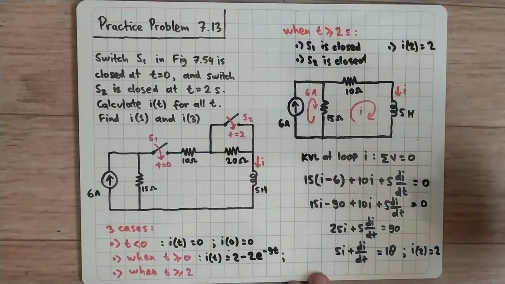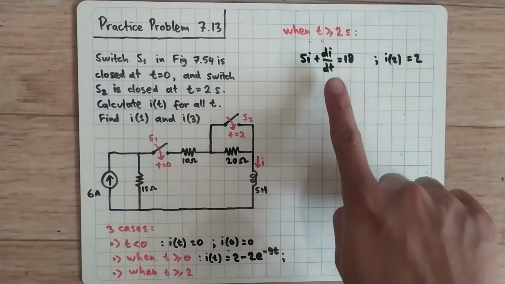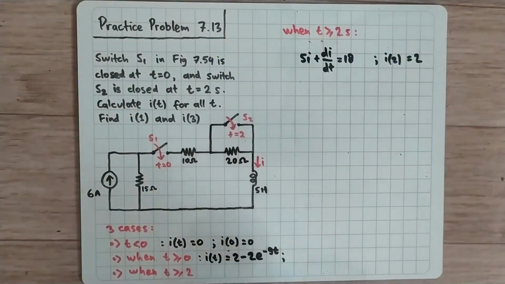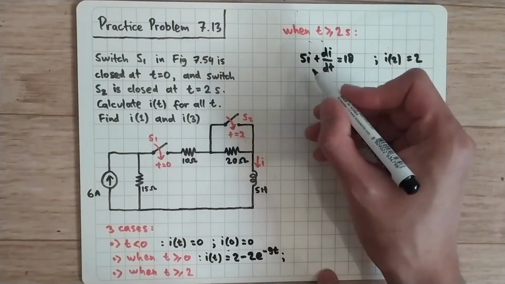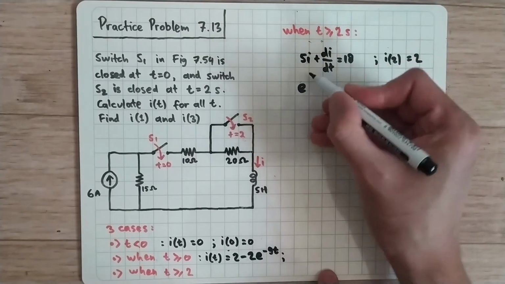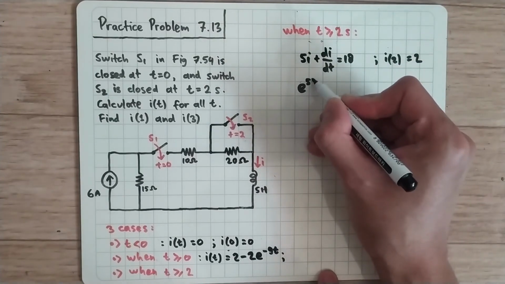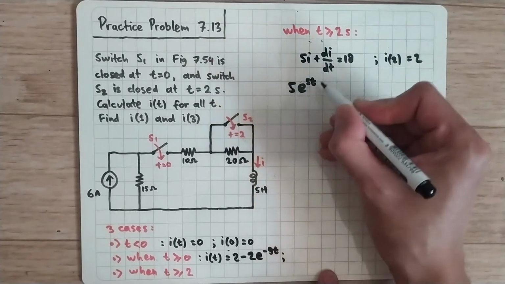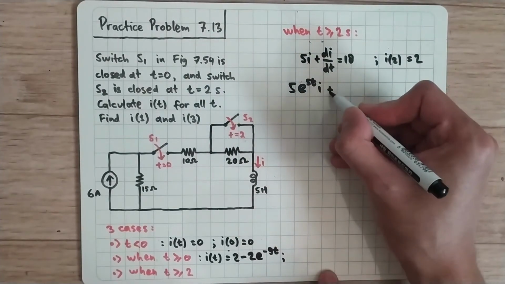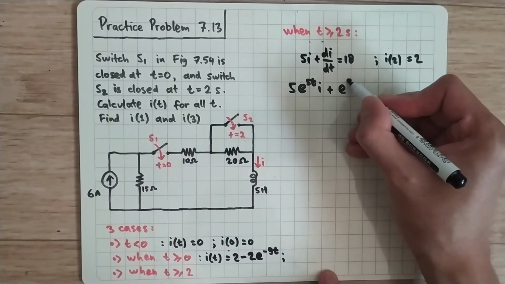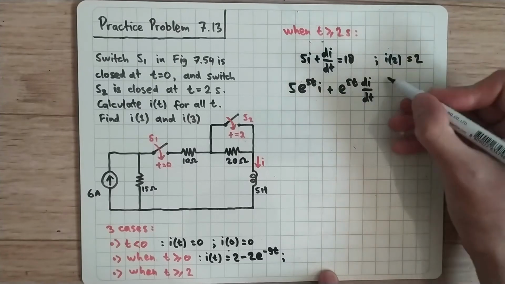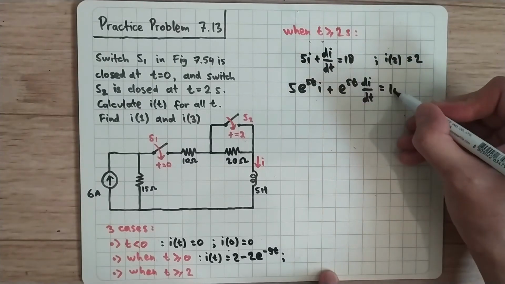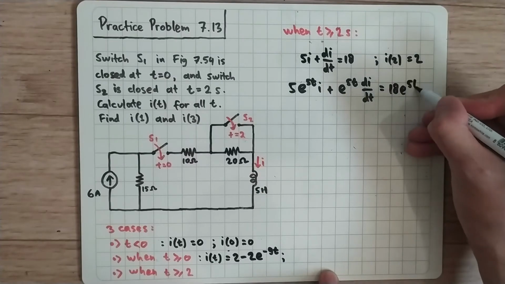Okay, our whiteboard is full. Let's erase this and solve this equation. Now I have this differential equation and this initial condition. So to solve this, I need to multiply both sides by e to the 5t. So we'll have 5 and I, and then plus e to the 5t, this is di dt. And this one is also 18 e to the 5t.